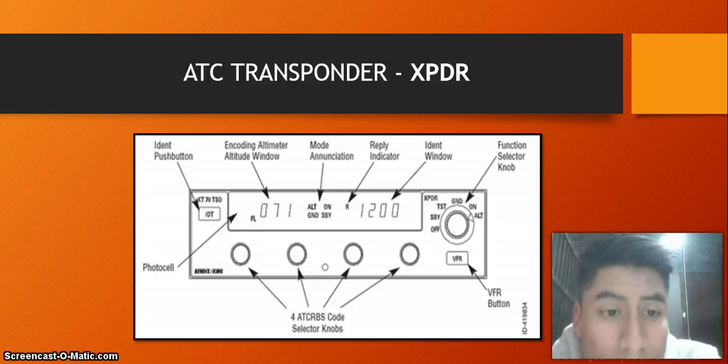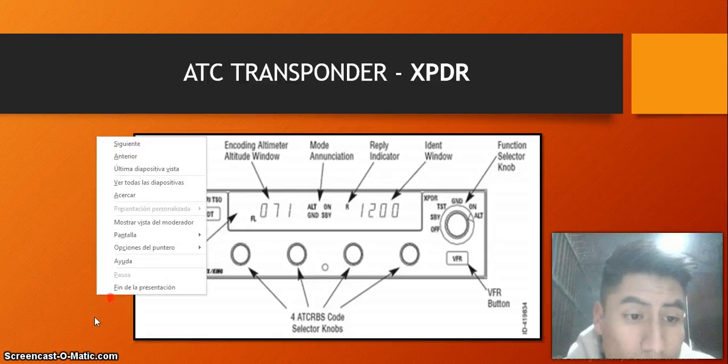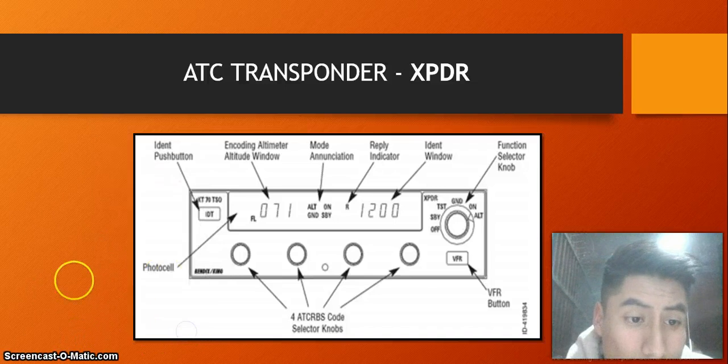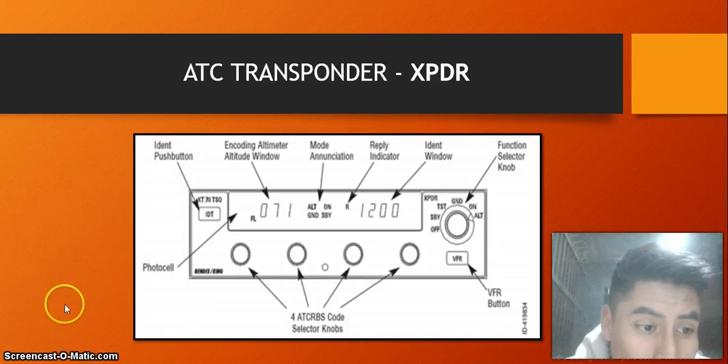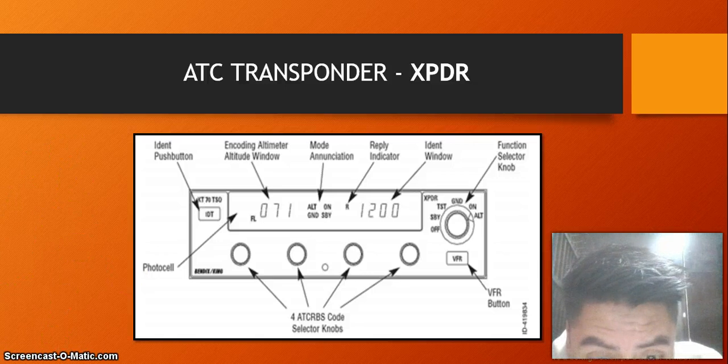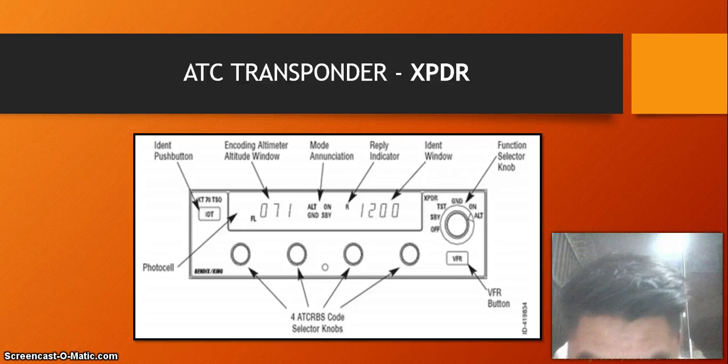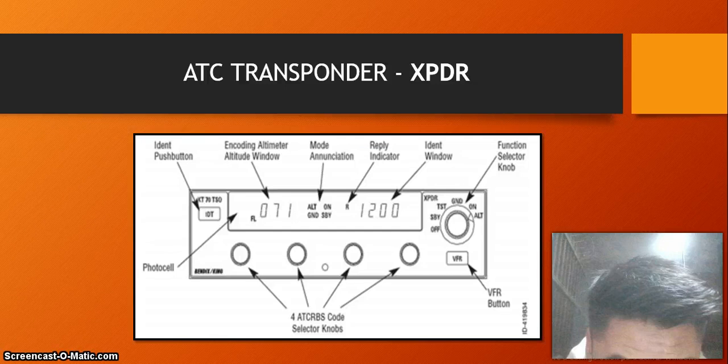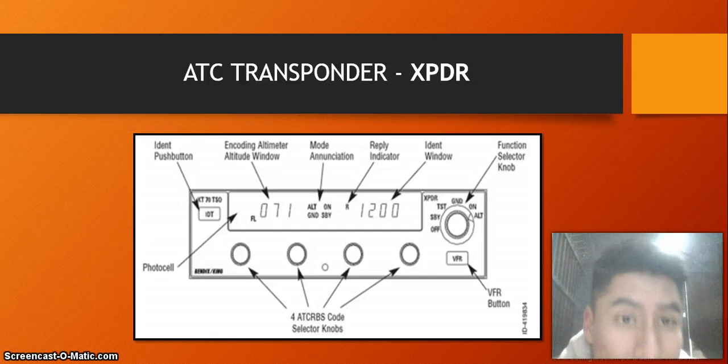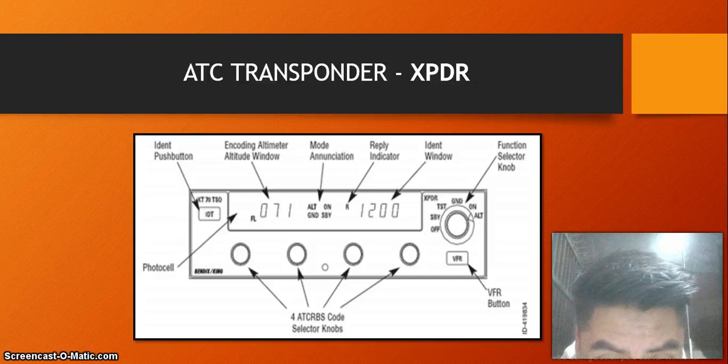Okay, the photocell. The aforementioned photocell has the purpose of intensifying or attenuating the indication shown on the ATC. This avoids visual fatigue for the pilot or possible vertigo.